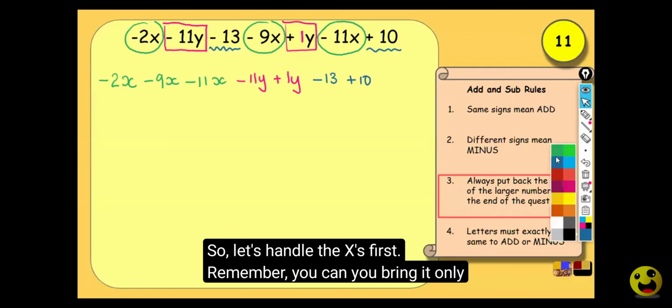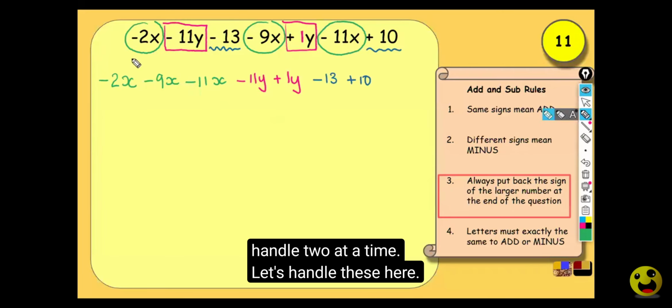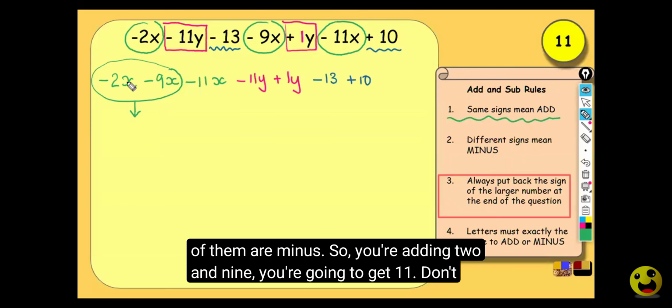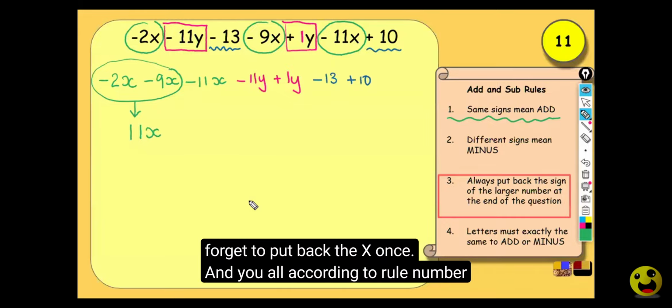So let's handle the X's first. Remember, your brain can only handle two at a time. Let's handle these here. Minus 2x minus 9x. This is addition and subtraction. Same signs mean add. Both of them are minus. So you're adding 2 and 9. You're going to get 11. Don't forget to put back the x once.